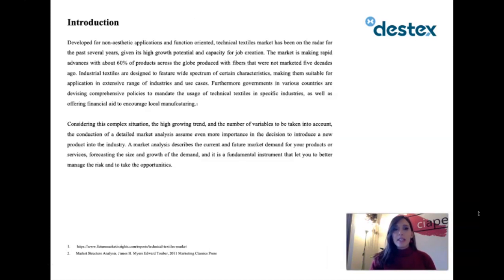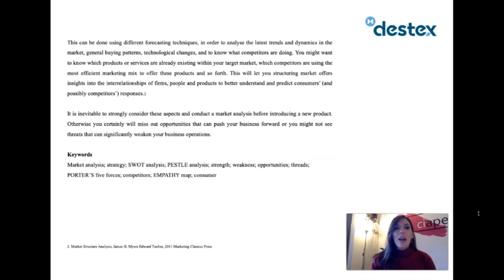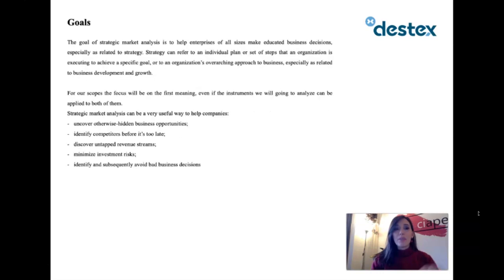Technical textiles marketing is making rapid advances, with about 60% of products across the globe produced with fibers that were not marketed 5 decades ago. In such a growing market, detailed market analysis assumes even more importance in the decision to introduce a new product into the industry. Without a deep market analysis, the risk is to miss out on opportunities or not to see threats that can significantly weaken the business operations.